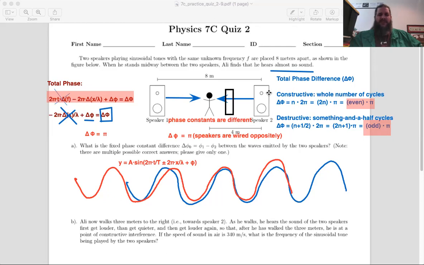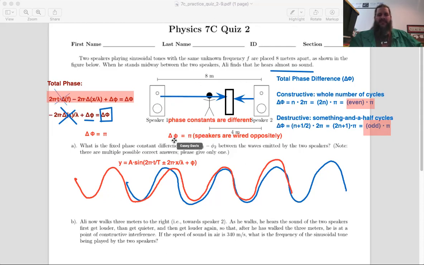Oh, is it the path length difference? Yeah, we're changing the path length. Instead of one of the waves traveling 4 meters and the other wave traveling 4 meters, now one of the waves is traveling a shorter distance and the other wave is traveling a longer distance to get to your location. So that means there will be a delta X term in that case. There will still be the same delta phi term because we haven't changed the speakers at all.